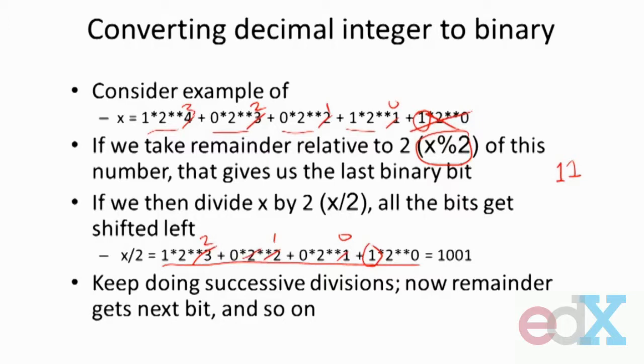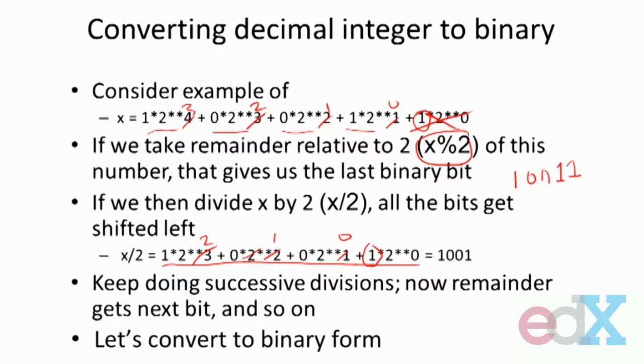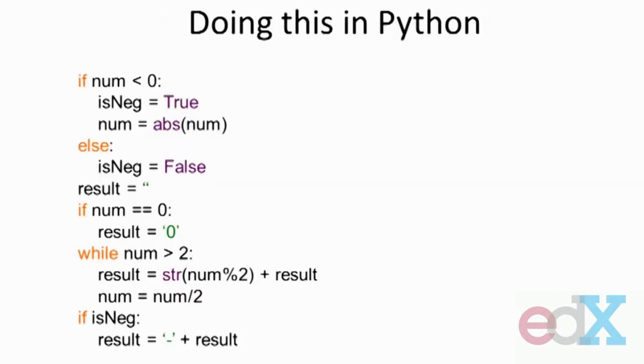And I'll keep going. And that will allow me to successively peel off each of the bits in order. So we can convert any decimal number into a binary form. Okay? Here's a little piece of code to do it. Let's just walk through it very quickly.